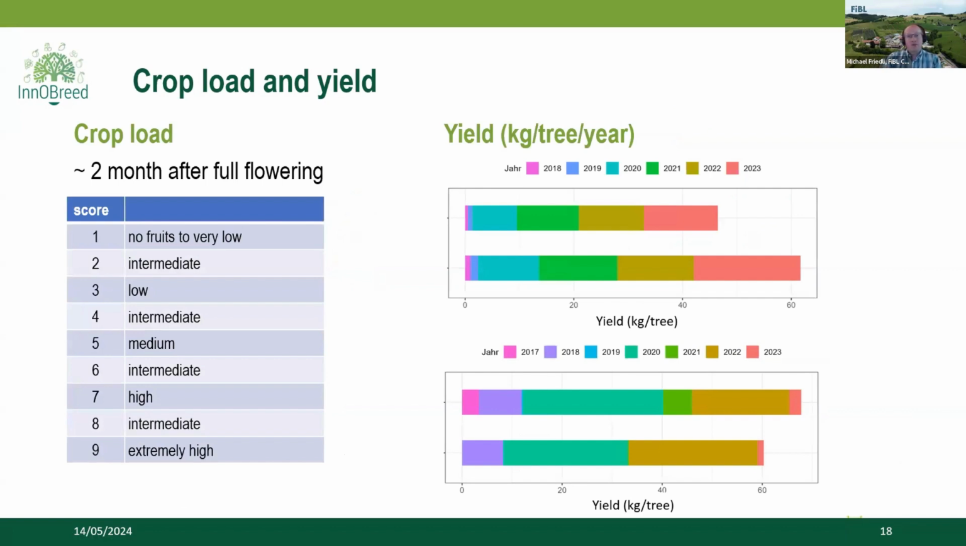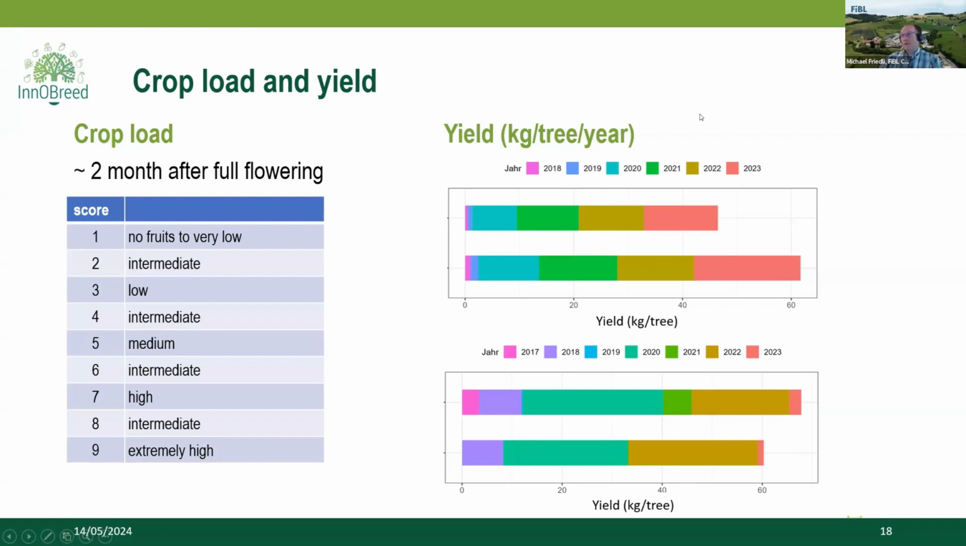Then, of course, the apples are grown to produce fruits. Therefore, the crop load and in the end, the yield is really the most important trait. And in the end, the farmers need to earn money to live from the fruit production. The crop load is assessed annually. This can be done per tree or maybe per tree group, depending on how many trees you have in your orchard. And this is ideally done around 2 months after full flowering, also with the 1 to 9 scale, with 1 where you have no fruits to very low fruits, and 9 extremely high crop load.